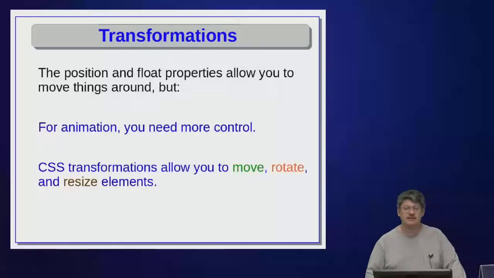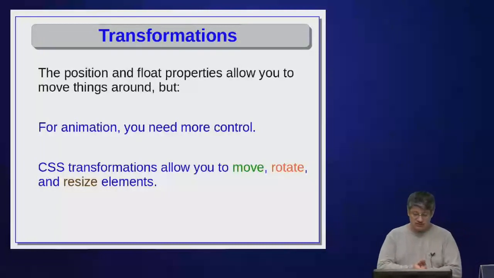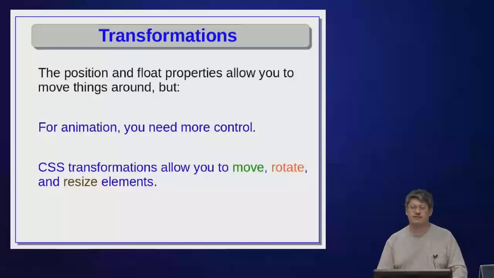So that's kind of neat, but what are the different experimental properties that we can try out? Well, let's talk first about transformations. So when we talked about layout, we talked about the position property and the float property, and those allowed us to position things on the page, but they didn't give us a lot of control. And if we want to be able to do animations, for example, and move things around on the page, we need to have more control than just float this to the left.